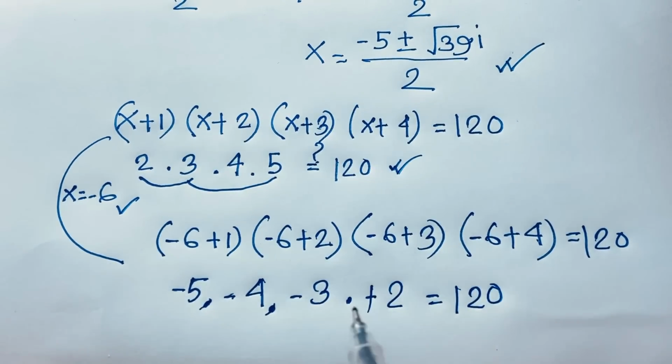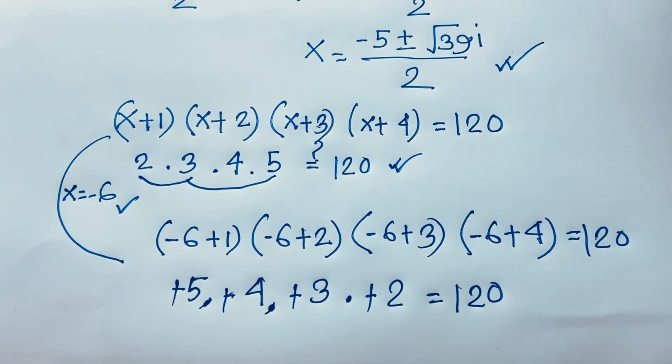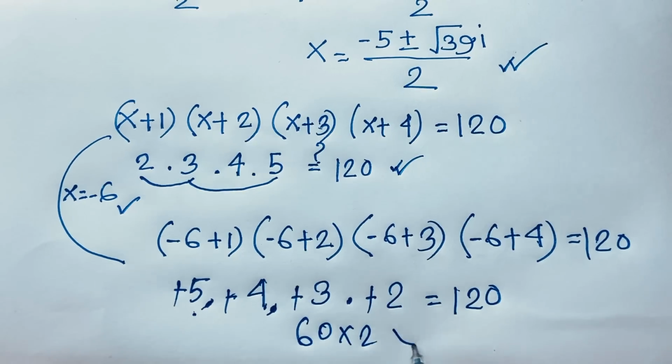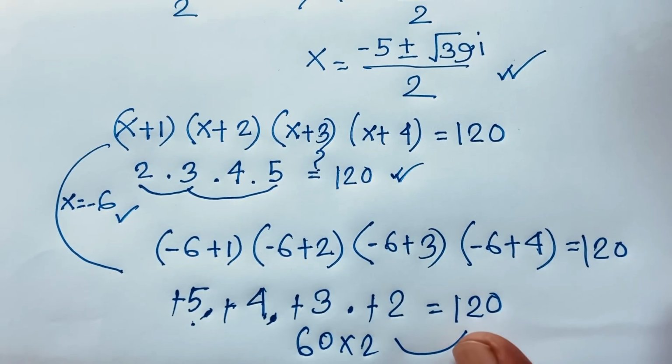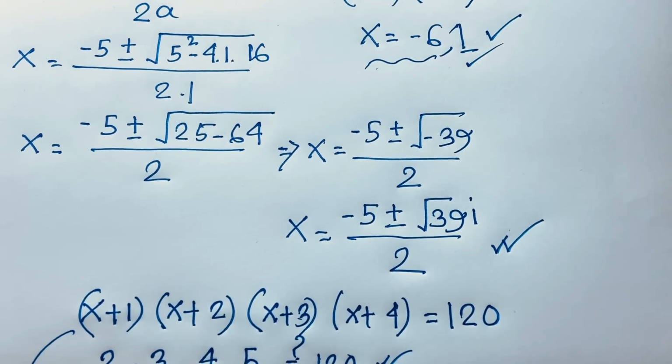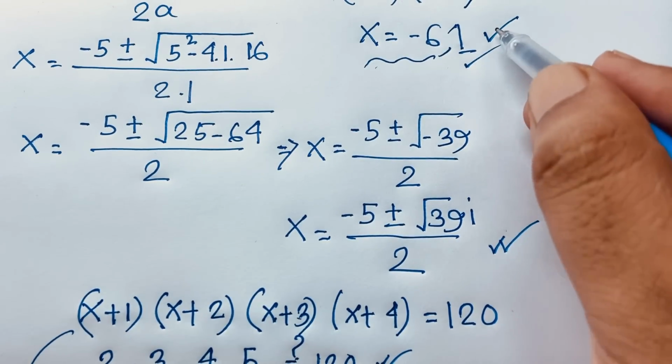Because of that, minus times minus times minus times minus will be plus. 5 times 4 will be 20, 20 times 3 will be 60, then 60 times 2 will be 120. So you can see easily x is equal to minus 6 and 1, both are real solutions, both are our solutions.